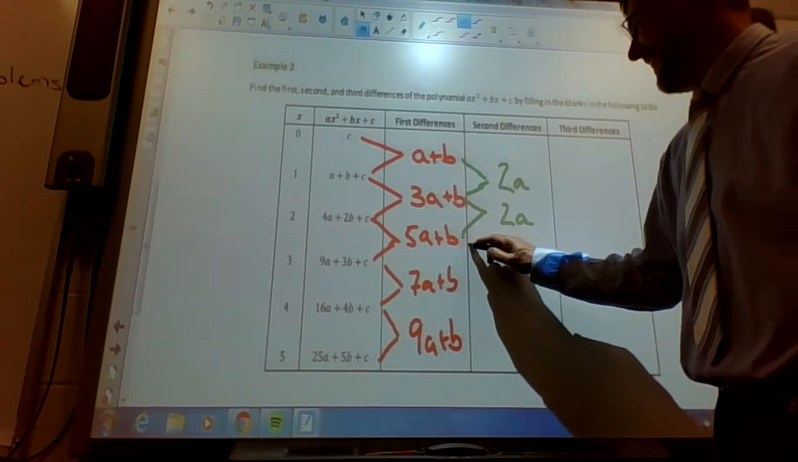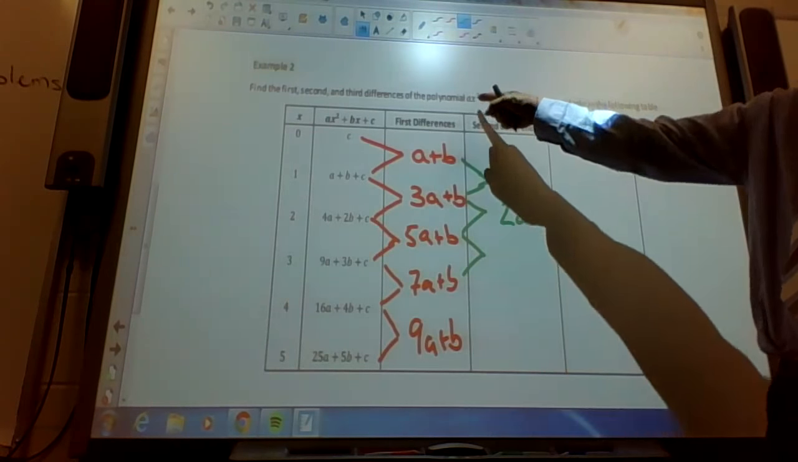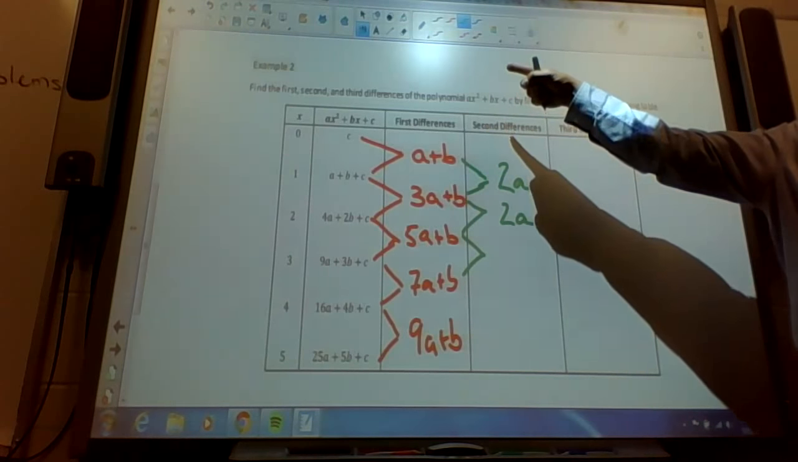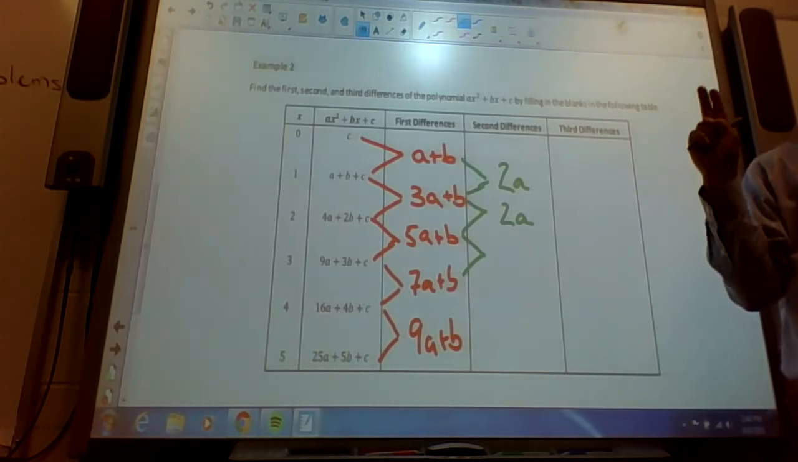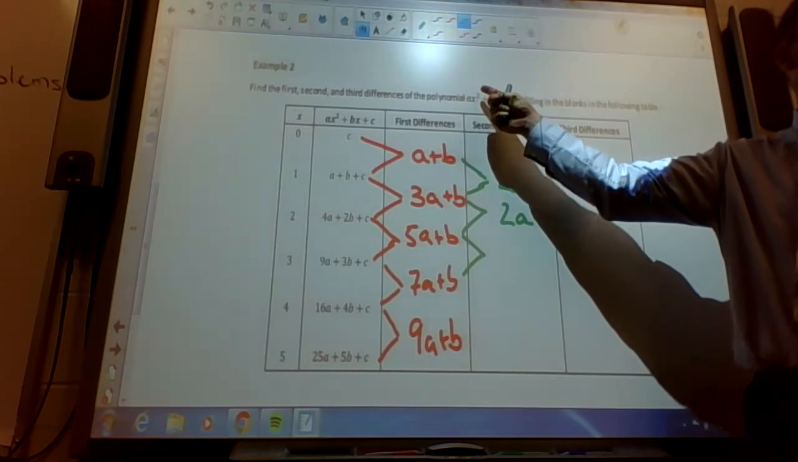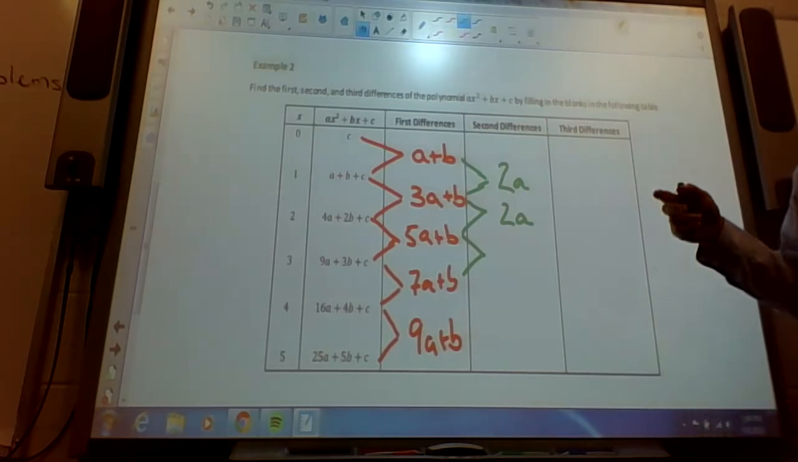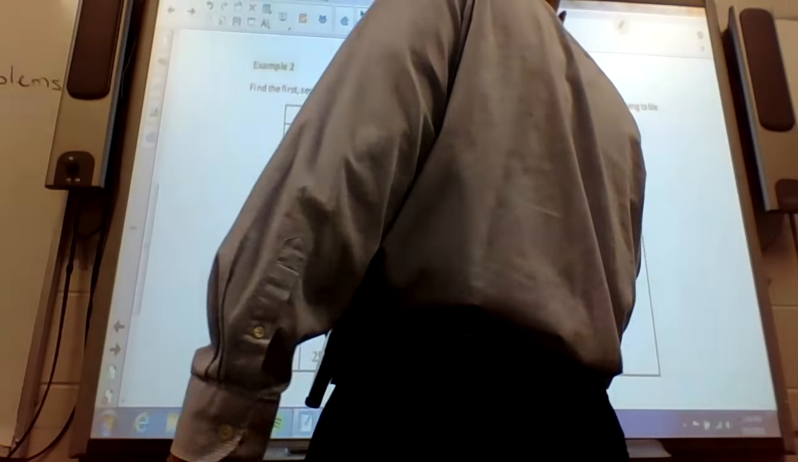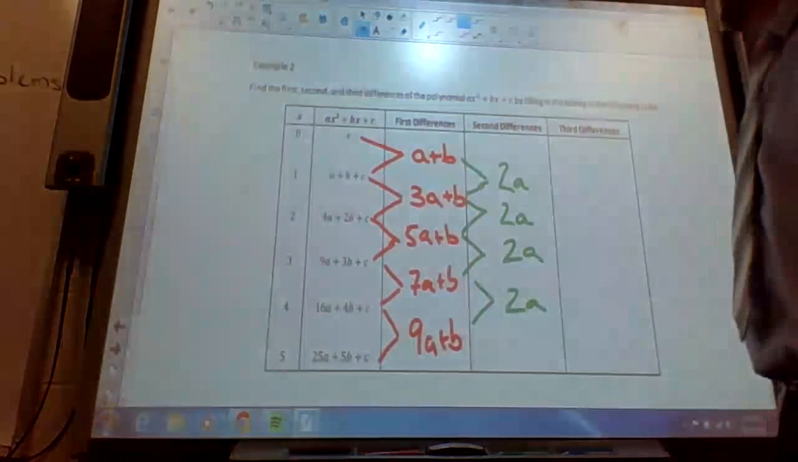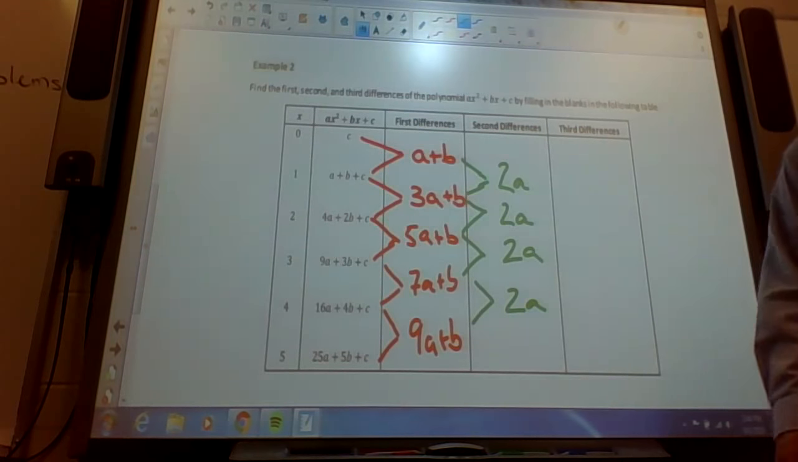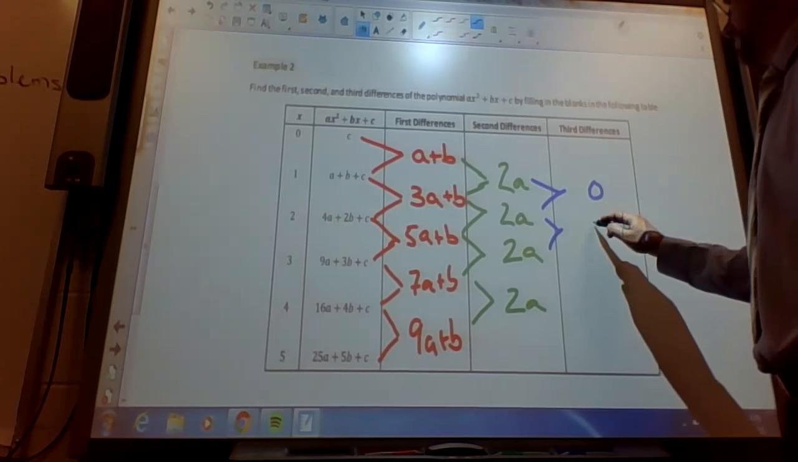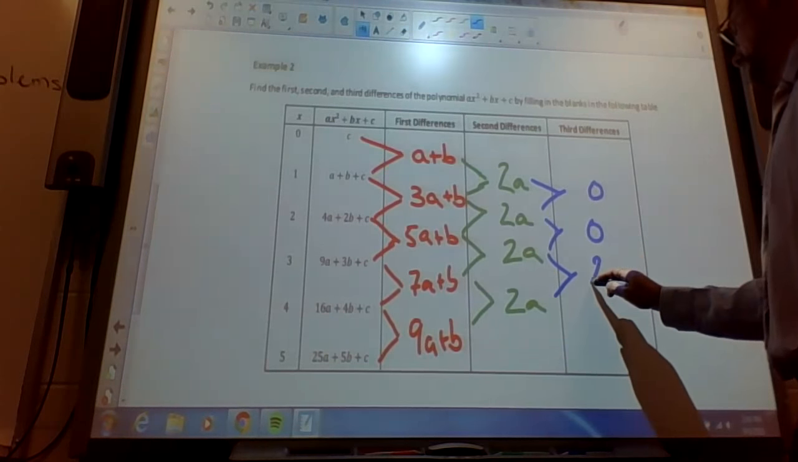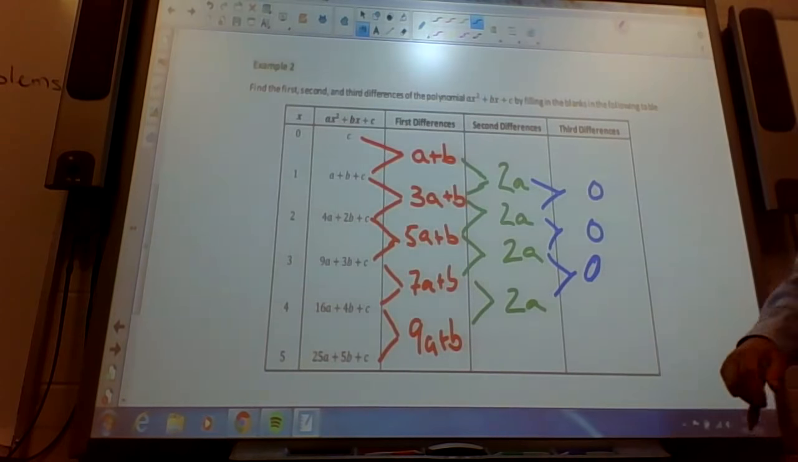We see a pattern here, right? And we should know this, right? Because quadratics have what? Which difference is constant? Second difference. Order 2, exponent 2 means the second difference should be constant. So this is going to be 2A. This is going to be 2A. And then my third difference, well, it's really trivial, right? 2A minus 2A is 0. 2A minus 2A is 0. 0. There. Okay, good.